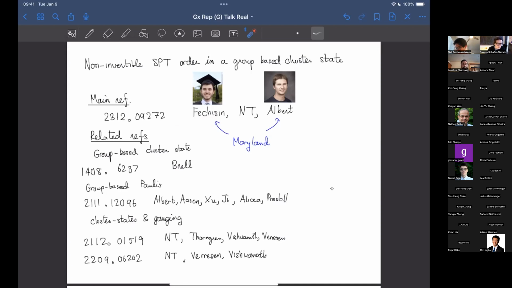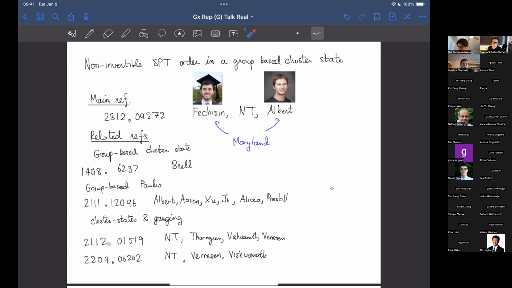we're sort of lattice people. So I'll try my best to explain our take on trying to understand non-invertible symmetries, and in particular non-invertible SPT order.